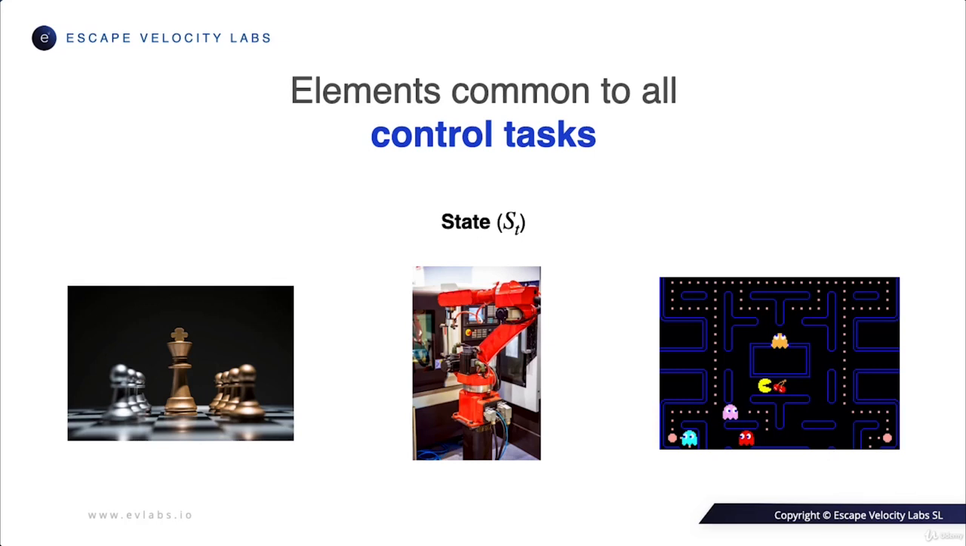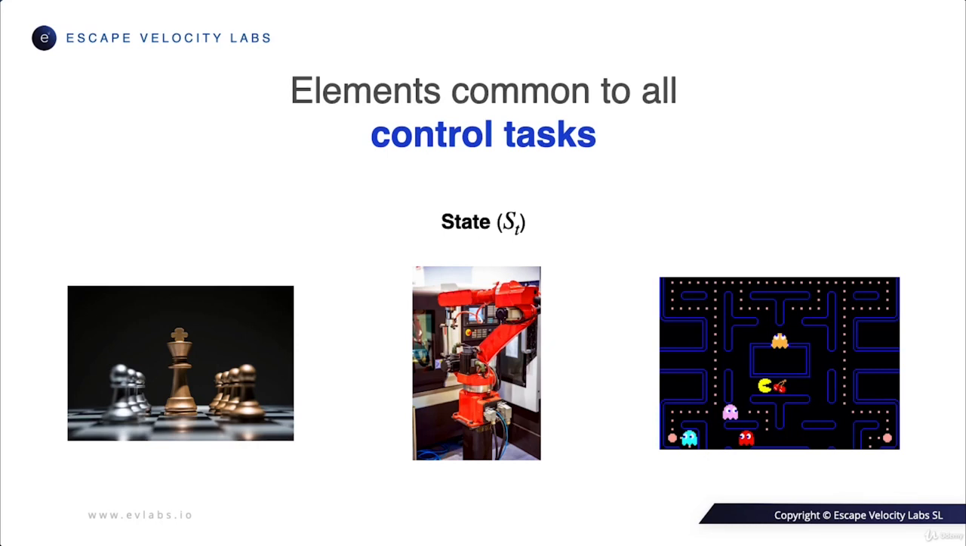The first element common to all control tasks is the state at a moment in time. The state is all the relevant information that describes in which situation the task environment is currently in. In the case of chess, the state of the game consists of the location of the pieces on the board and the remaining time. In the case of the robotic arm, the state is the position of the object to be manipulated and the rotation of the arm joints.